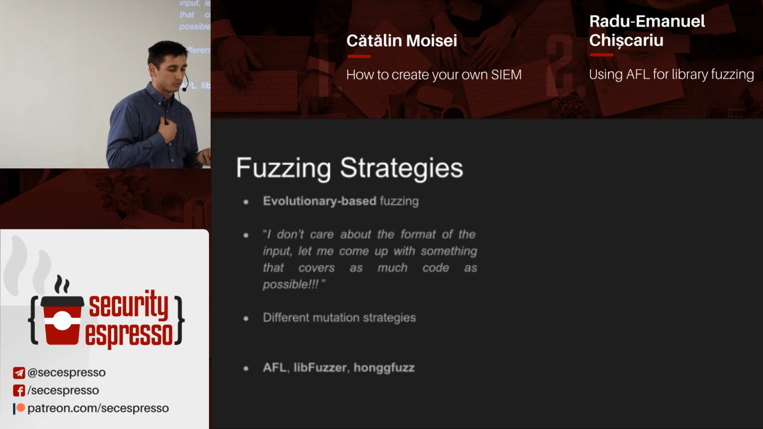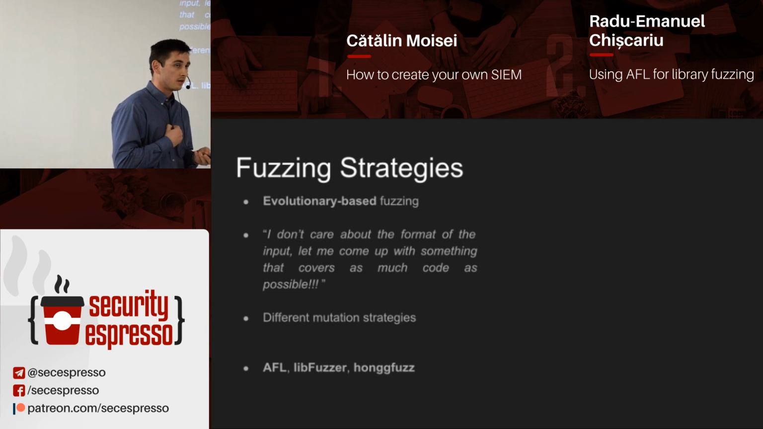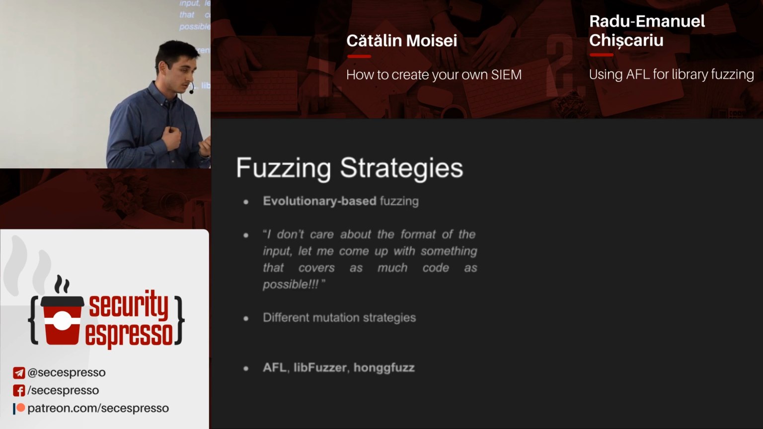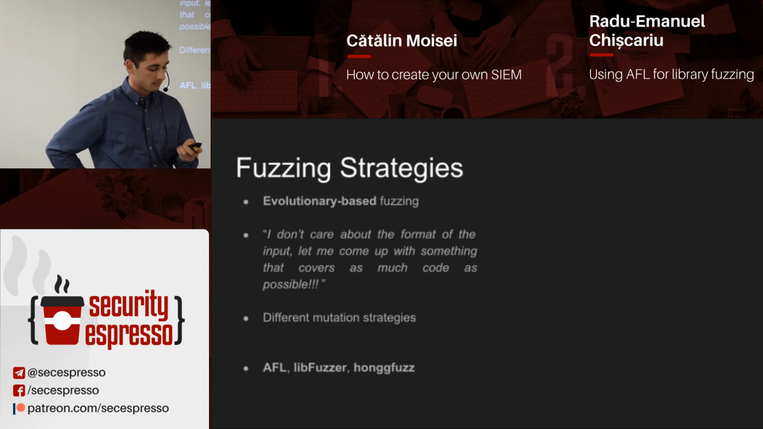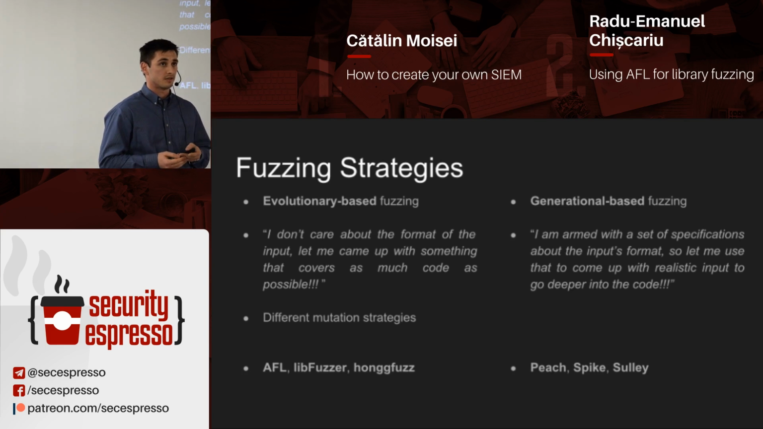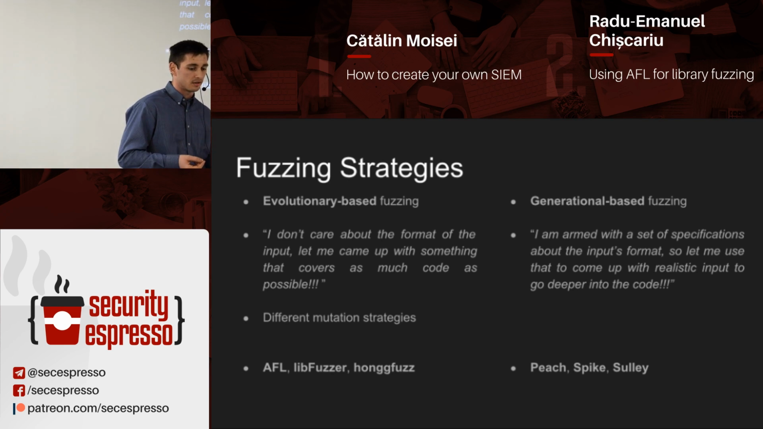So we will use different mutation strategies in order to do that, to reach as far into the code as possible. The current state of the art is held by tools like American Fuzzy Lop, libFuzzer, and HonggFuzz, something developed by Google. This approach is opposed to generation-based fuzzing, in which we come up with an input for the fuzzer by respecting a certain set of rules.